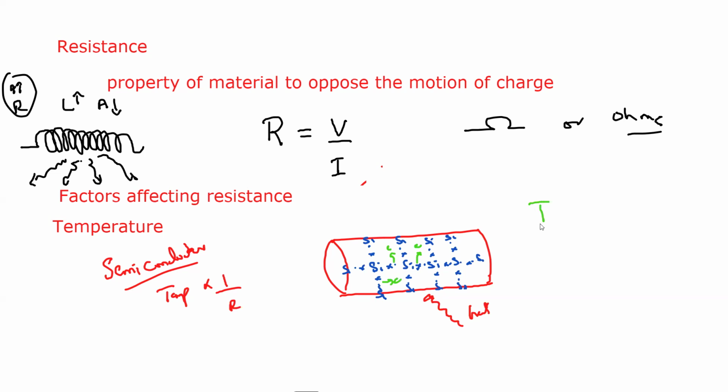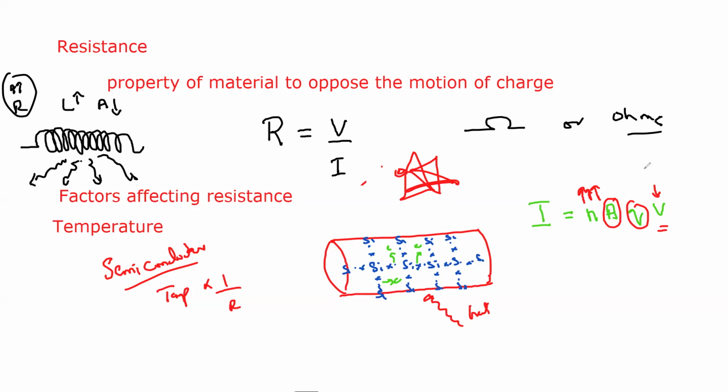We can also explain this in terms of the transport equation. According to the transport equation, we have I equals NAQv. A is not changing because it's a cross-sectional area, and Q is not changing. When we increase the temperature, the number of charge carriers increases. What happens to the drift speed? Will it increase or decrease? When you increase the temperature, the random motion increases, so the drift velocity decreases.